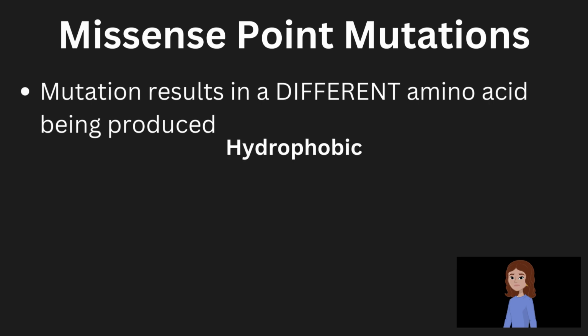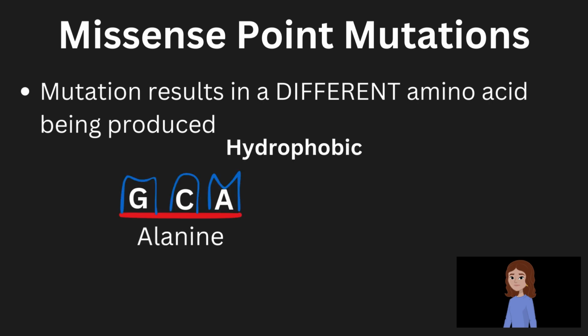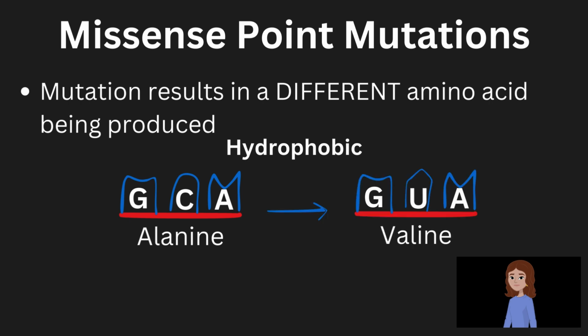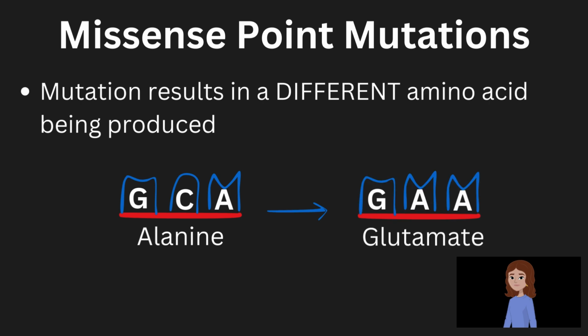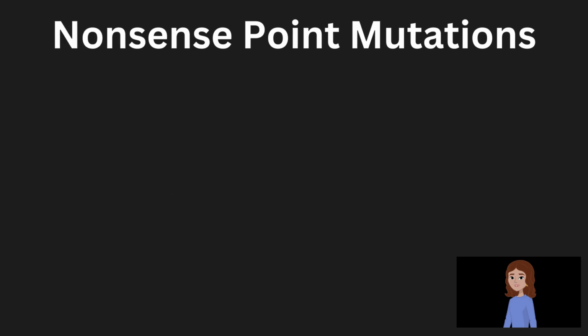A change from a hydrophobic amino acid such as alanine, GCA, to another hydrophobic amino acid such as valine, GUA, may not affect the protein all that much. However, if alanine turns into glutamate, GAA, which is negatively charged, it will likely lead to serious problems for the protein. Lastly, for point mutations, we have the nonsense mutation.